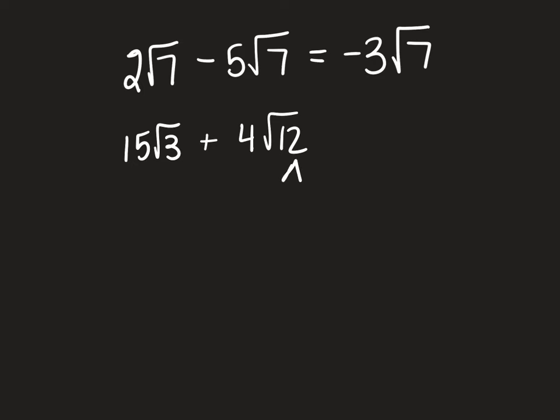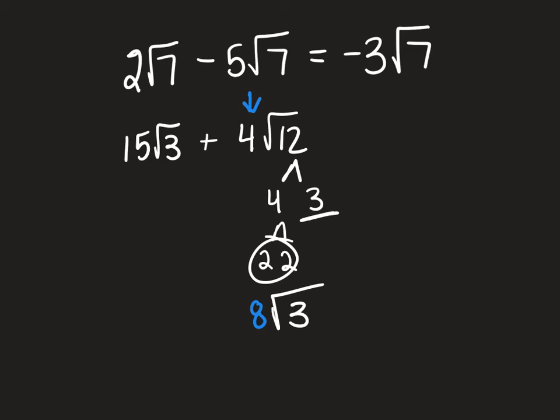So 12 becomes 4 times 3, right, which is then 2 times 2. So we can take a 2 out, right? And so since we're taking out that 2, we still have to multiply it by whatever is already in front of that 12. So 4 times 2 would then be 8. And then 3 is left to stay inside. So then now we have 15 square root of 3 plus 8 square root of 3, which we can add together to get what? 23 square root of 3.